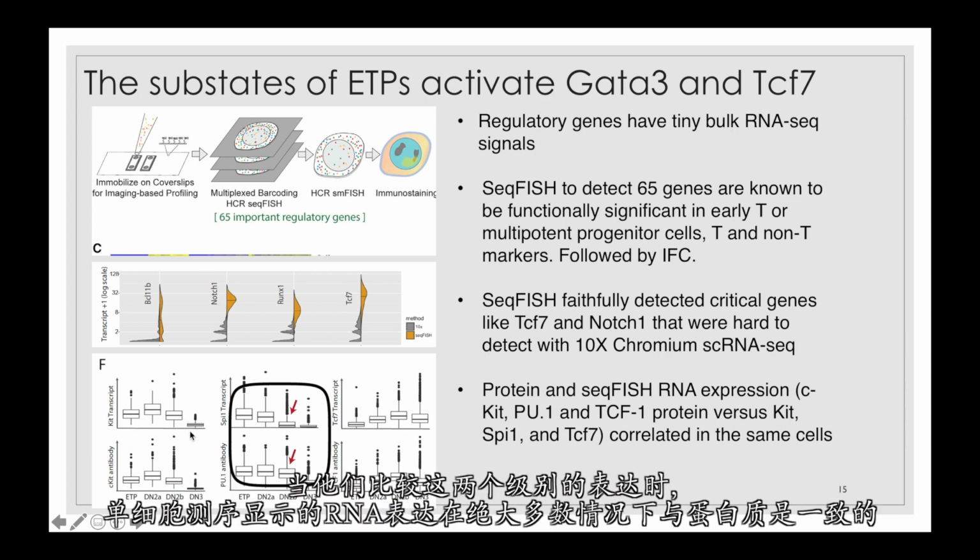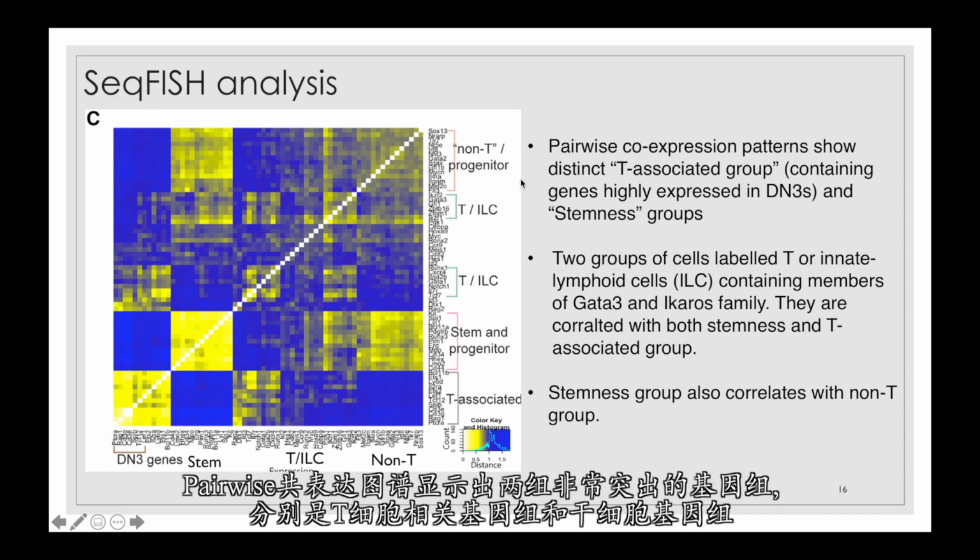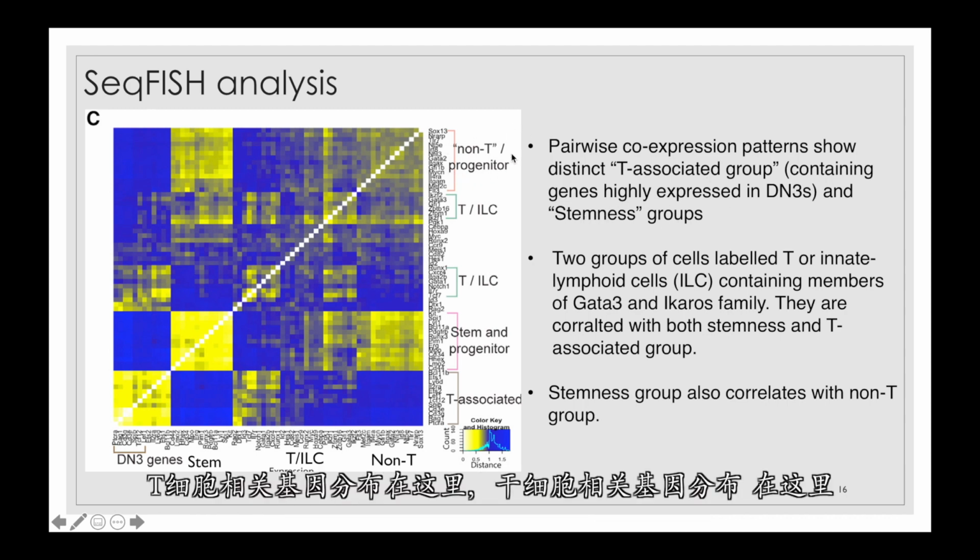And when they compare the expression level of these two different grades, most of the RNA sequencing data can reveal the expression pattern of both RNA and the protein level. So next, they analyze the seqFISH data by correlating different clusters of the genes. And the pairwise co-expression pattern shows two distinct groups, which are the T-associated group and the stemless group. The stemless group is here, and the T-associated group is here.